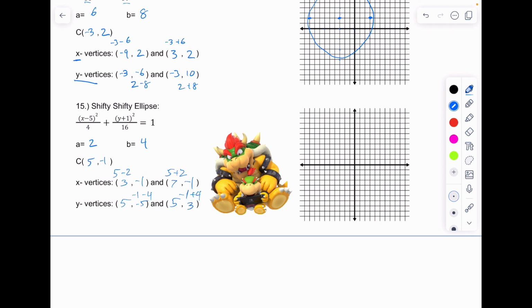Let's graph this out. Our center point is to the right 5, down 1, point here. We're going to have 3, -1, and 7, -1. Going up and down, we're going to go 5, -5, this one here, and then 3 here. That's your ellipse.